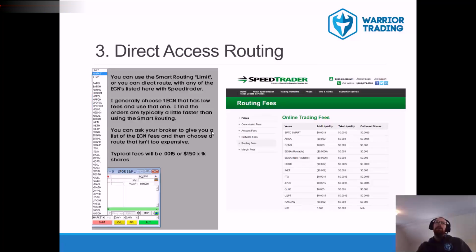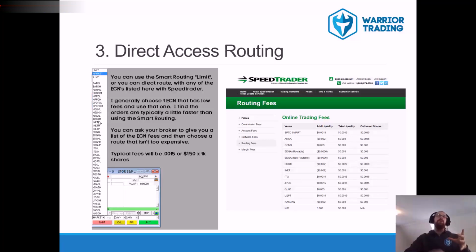All right. Number 3, direct access routing. And this is something that you won't find with E-Trade or with Ameritrade. Direct access routing is the ability to choose how your order is sent to the market. Now, you can see here with Speed Trader, these are all of the different paths that I can take to get to the market. All right, so picture the market as an island. The market is an island, and there are, let's just say, 10 different docks all around the island. So these docks are named BATS and EDGX and ARCA and NYSE and INET. Okay, you can choose which route to take to get into the island.